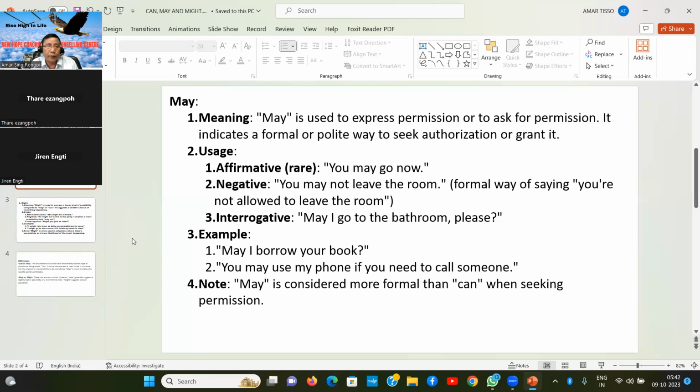You can use my phone if you need to call someone. I can use it with my students, while speaking to my students or while talking to my students.